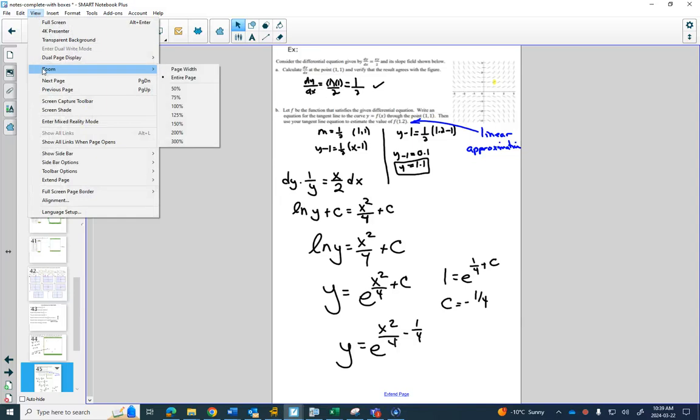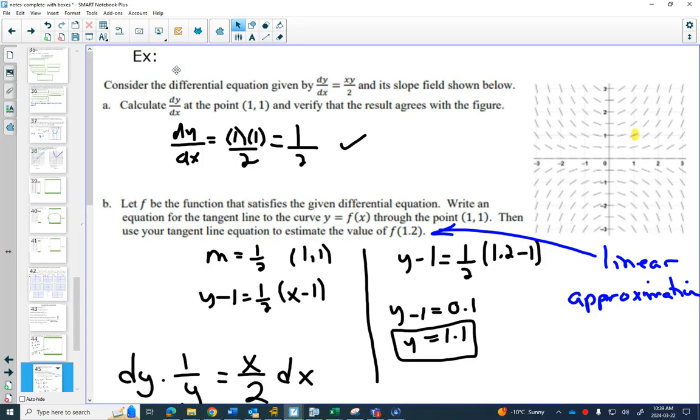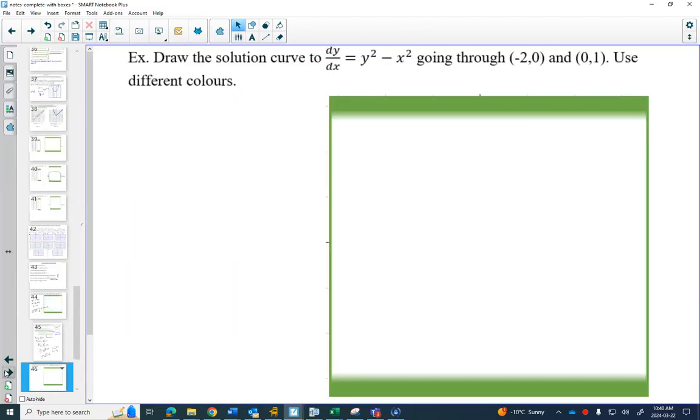I'm going to say, well, it went through this point. So I'm going to go through my slopes. There's our graph of e to the x squared over 4 minus 1/4. Approximately. Kind of looks like a parabola. But it's not. Very cool.